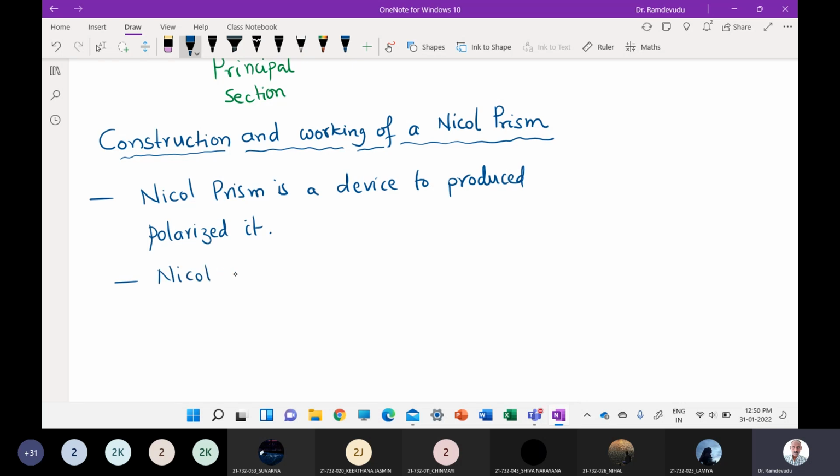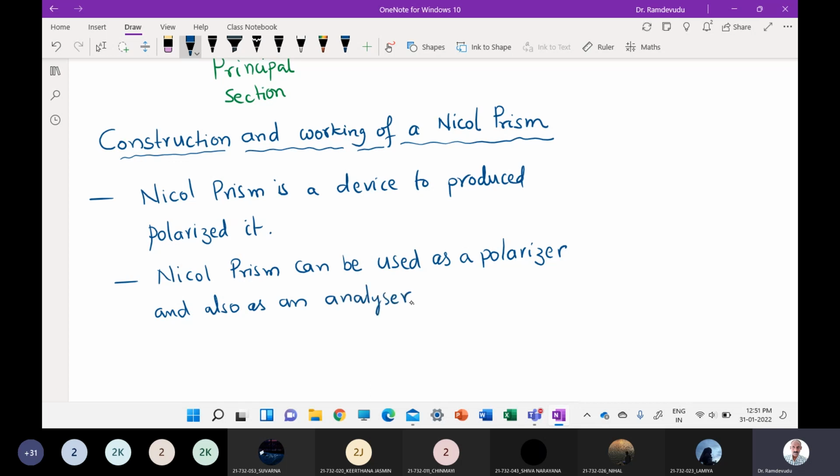The Nicol prism can be used as a polarizer. A polarizer is one which produces polarized light from unpolarized light. It is used as a polarizer and also as an analyzer. So therefore, the Nicol works as a polarizer and analyzer. Therefore, a question is again asked: explain the polarizer and analyzer actions of a Nicol prism.